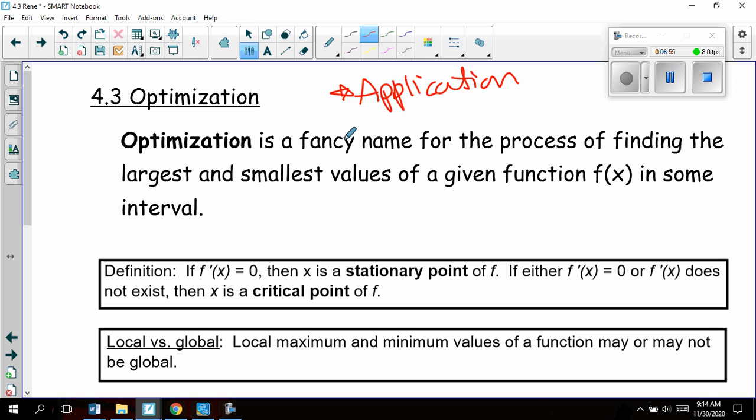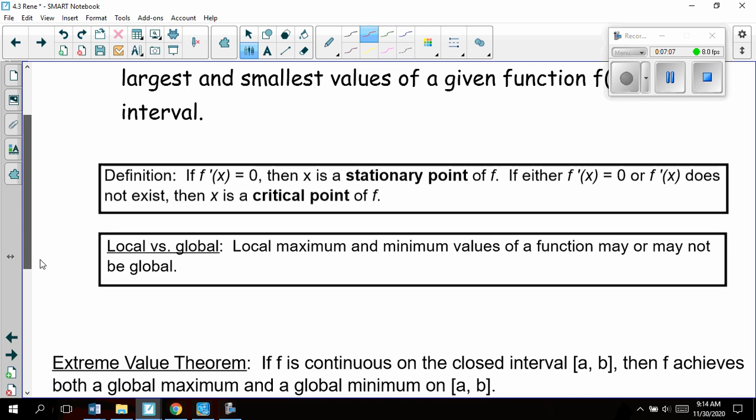So optimization, like it says here, is just a fancy name for saying the largest and the smallest value, which we have already done multiple times in different sections, but we're going to formalize and do a few more of them here. Okay, so some definitions: if f prime equals 0, then x is a stationary point, so derivative equals 0, stationary point. If either f prime of x equals 0 or f prime does not exist, that's a critical point of f.